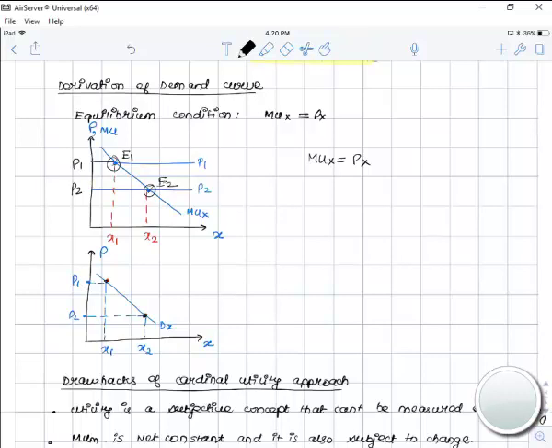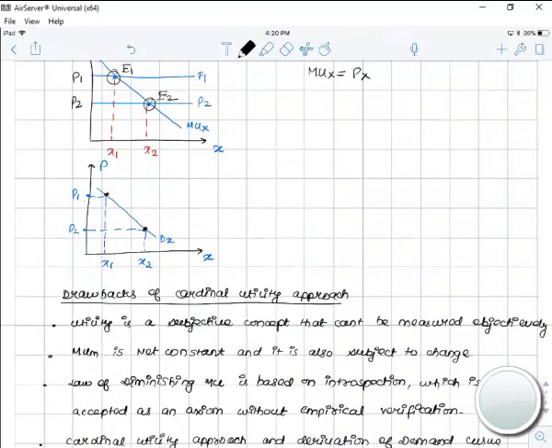And you have the demand curve which is downward sloping, and this is the way you derive the law of demand, the demand curve, from the law of equimarginal utility and the law of diminishing marginal utility.